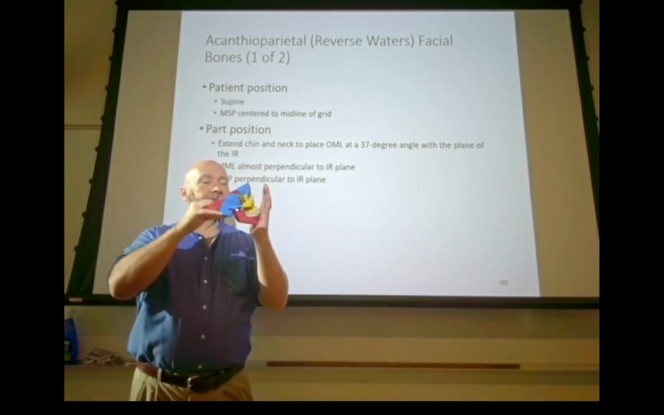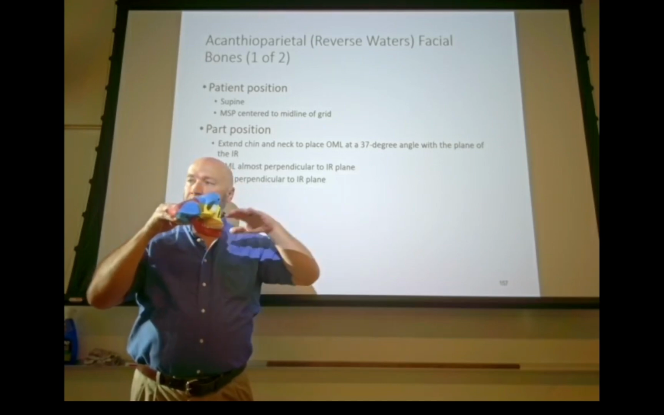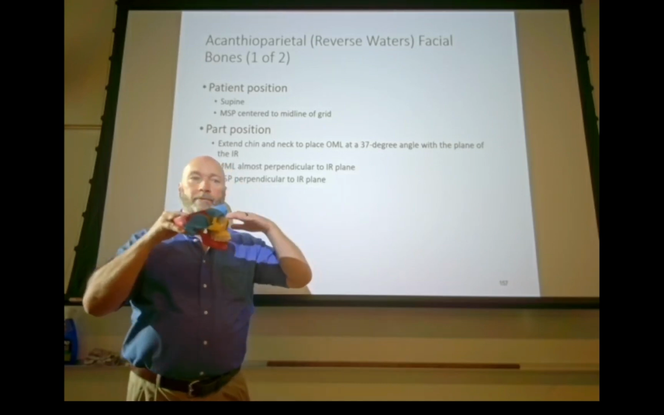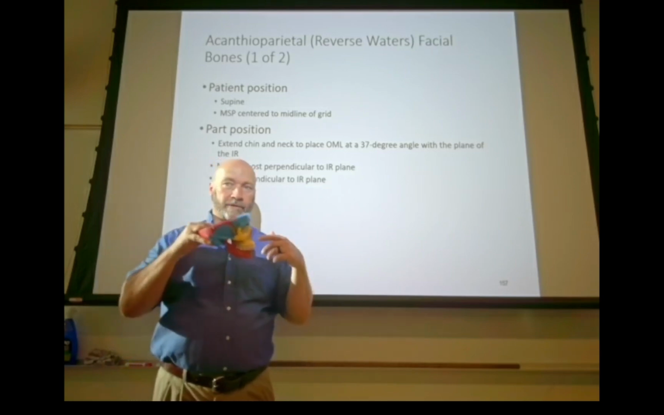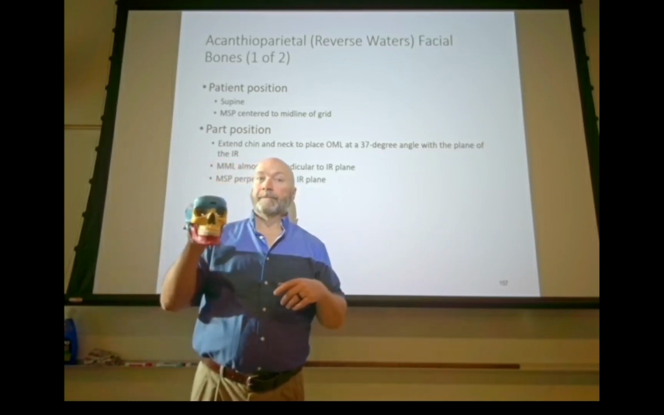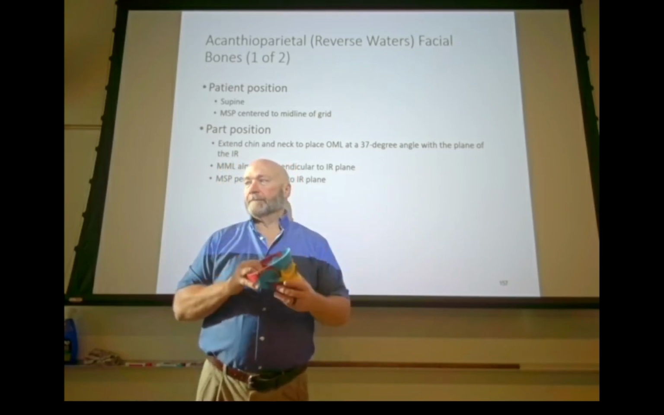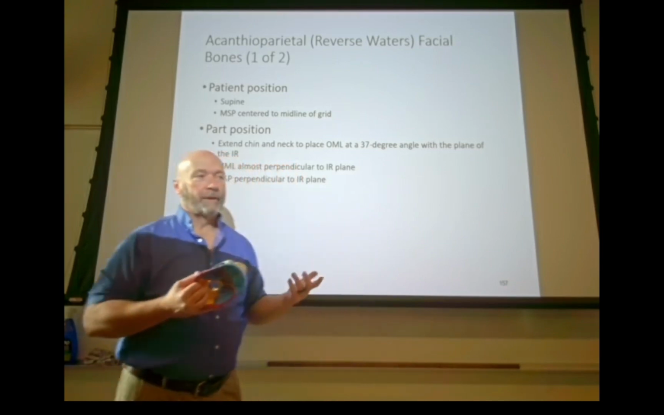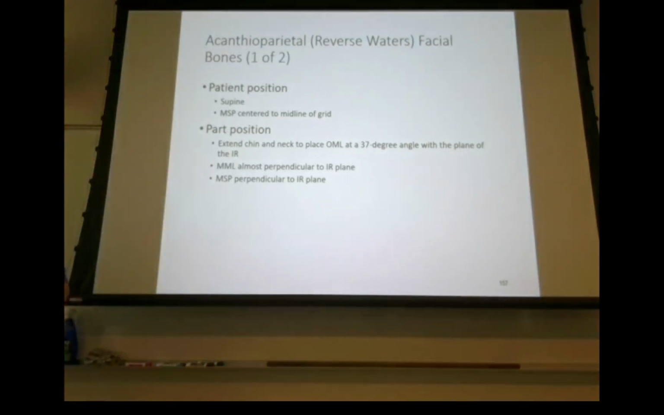So by tucking the chin down just a little bit, the floor of the orbit becomes more perpendicular to the image receptor. And with it more perpendicular to the image receptor, you increase the chances that you're going to see that blowout fracture. Okay. So might you see it? Probably not. Increases your chances of seeing it over the 37 waters.